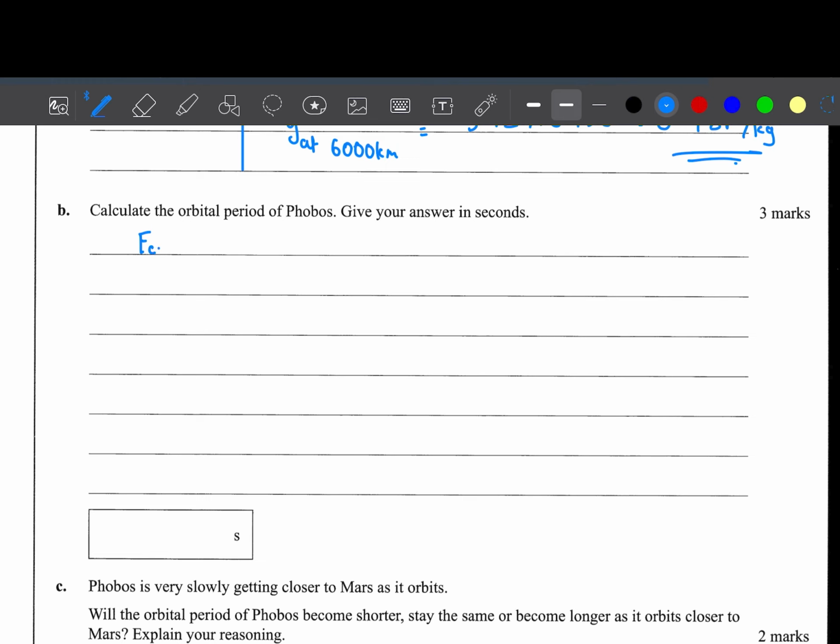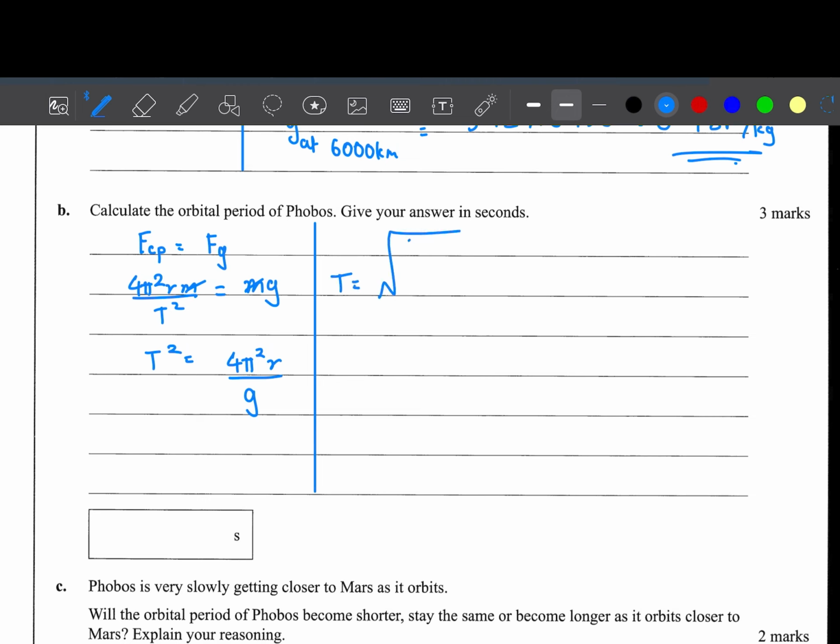So centripetal force equals gravitational force for this. So we'll get 4π²Rm over T² equals mg. So m and m cancel out. So T² equals 4π²R on G, implying that T is going to equal the square root of 4π²R on G, basically.